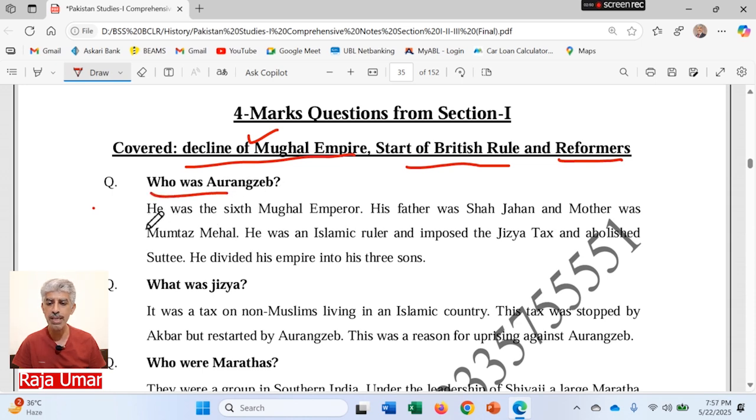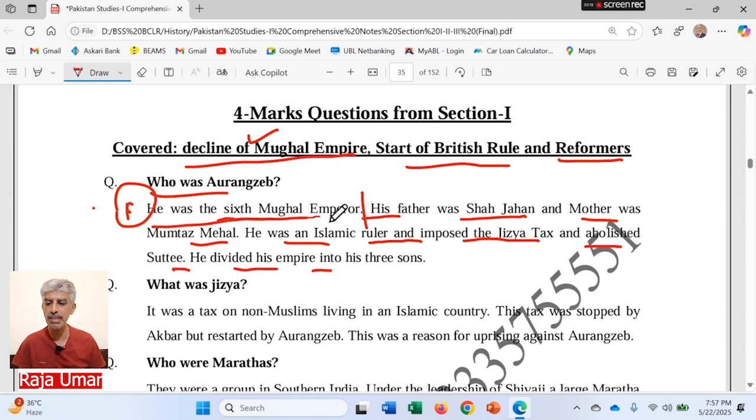Who was Aurangzeb? This is a 4 marks question. He was the 6th Mughal emperor. His father was Shah Jahan and mother was Mumtaz Mahal. He was an Islamic ruler and imposed the jizya tax and abolished sati. He divided his empire into his 3 sons. So you can see he was the 6th ruler of the Mughal Empire, which means 1 point is explained over here.